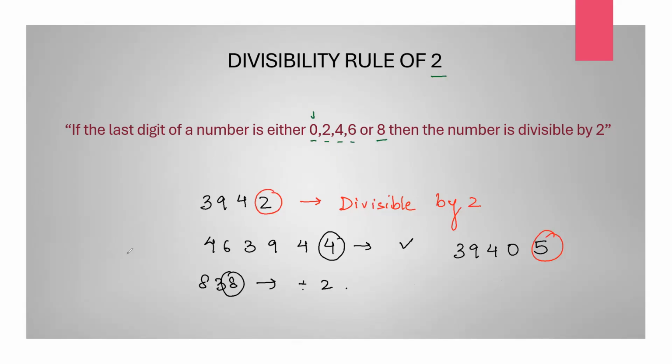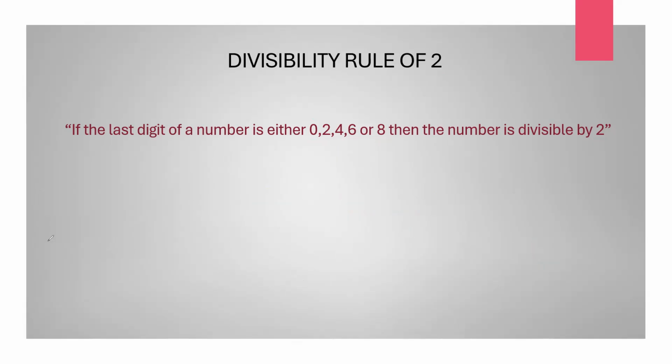Thus we can say that a number is divisible by 2 if the last digit is 0, 2, 4, 6 or 8. I hope that the divisibility rule of 2 is clear through this video.